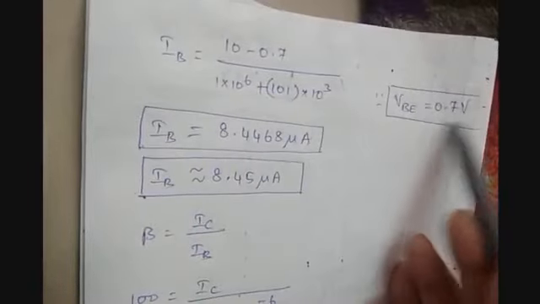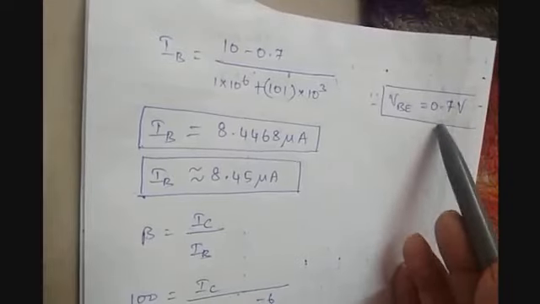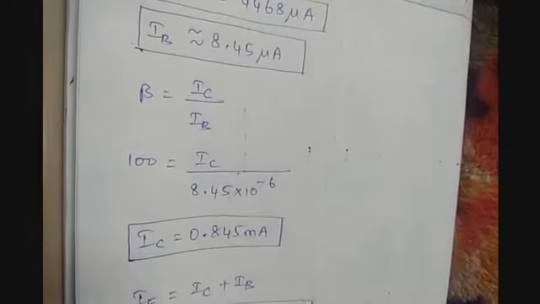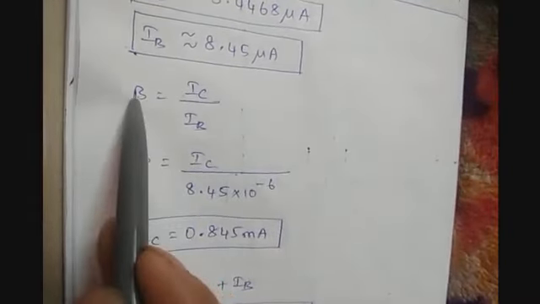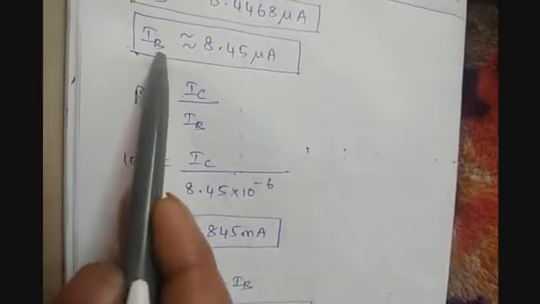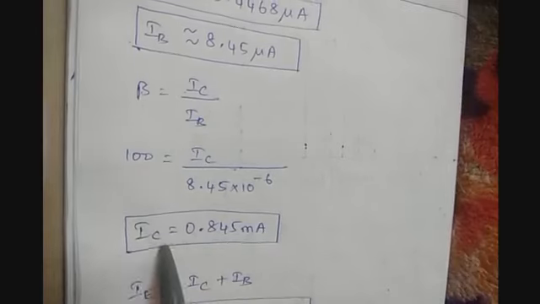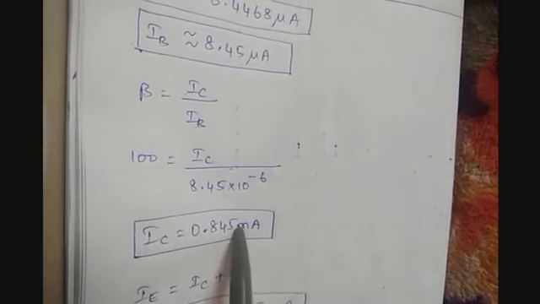And VB is 0.7, we know already, by default we have to take. Cut-in voltage is 0.7 for silicon. And IC value now we can calculate, because beta value is given, IB value we just calculated. Substitute beta and IB value. We got IC value, that is 0.845 milliamps.